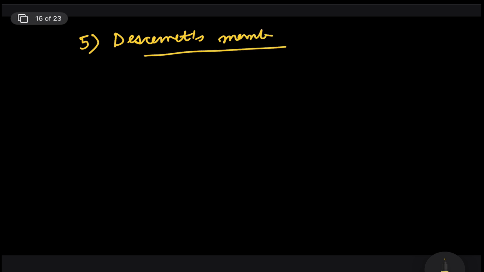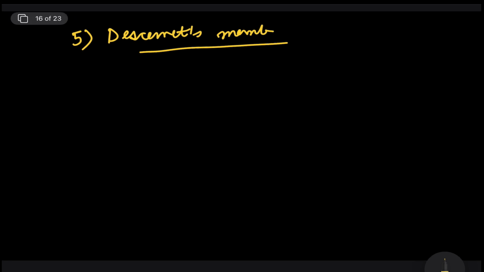Descemet's membrane will come up in our discussion multiple times throughout the entire ophthalmology video series. Why? Because Descemet's membrane has many functions, and it is very prone to getting damaged. We'll talk about Descemet's membrane in different pathologies as well. So basically this is a very important layer of the cornea.